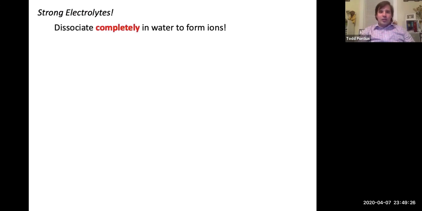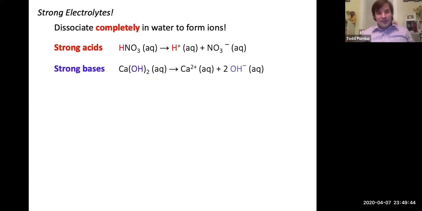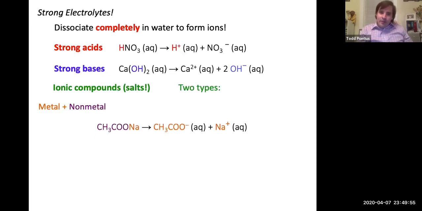So strong electrolytes, they dissociate completely to form ions in water. Our 3 classes of strong electrolytes are strong acids. For example, nitric acid, strong acid, dissociates completely into hydronium and nitrate. Strong bases. So for example, calcium hydroxide dissociates completely into calcium 2+ and 2 hydroxides. And then finally, ionic compounds and salts. And again, we have 2 types, generally speaking. We have a metal and non-metal. So here's an example, sodium acetate. It'll dissociate completely into acetate, CH3COO- and sodium Na+.